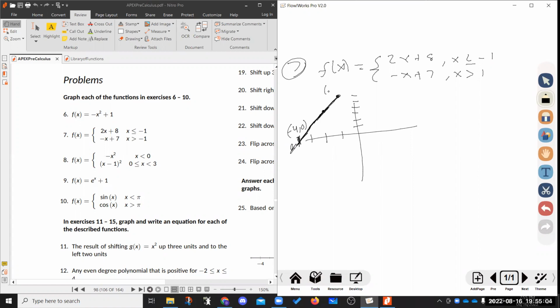It's going to have the point -1, 6 up here. Now I'm also going to stick in -1 to this piece. And I'm going to get 8, but it's going to be a hole. So 6, 7, 8, there's going to be a hole up here at -1, 8. And it's got a slope of -1. So I'm going to go down 1, right 1. That's going to get me to 0, 7.